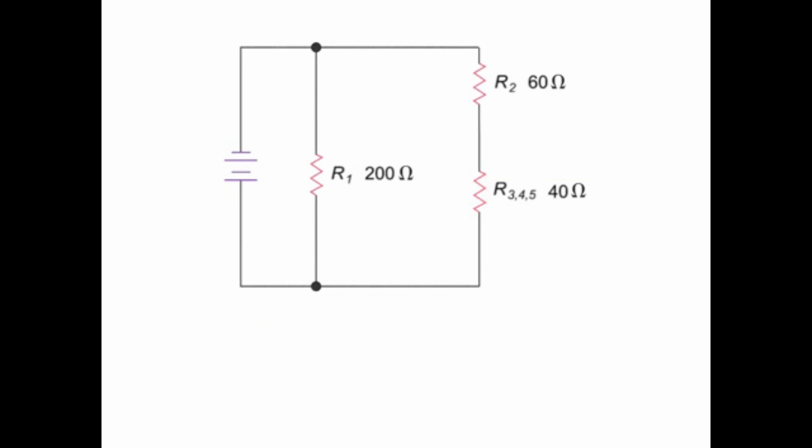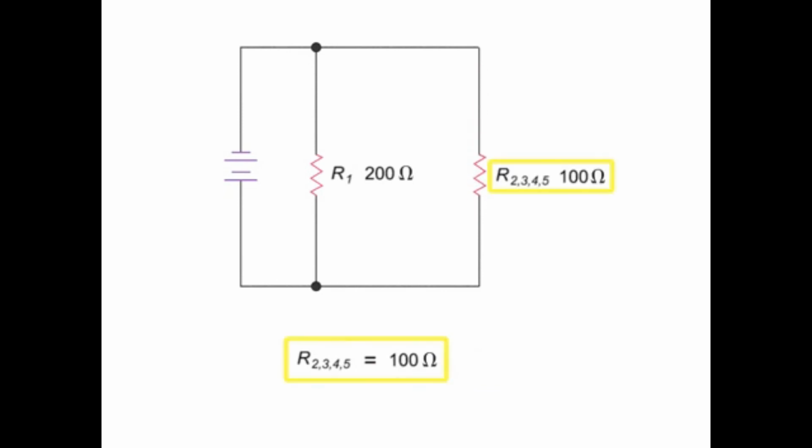Now we have further reduced the circuit to two resistors in series, R2, and the equivalent resistance of the R3, R4, and R5 resistors. Again, because we have resistors in series, we can simply add the 60 ohms to the 40 ohms to get a combined value of 100 ohms. And finally, we are left with two resistance values in parallel, the R1 resistance of 200 ohms and the equivalent value of 100 ohms for resistors 2, 3, 4, and 5.